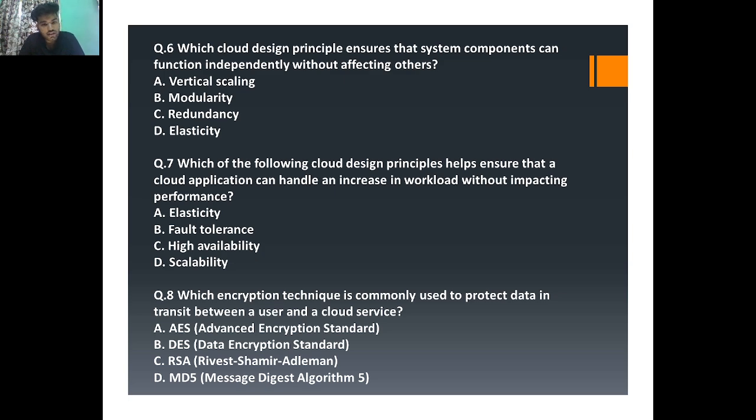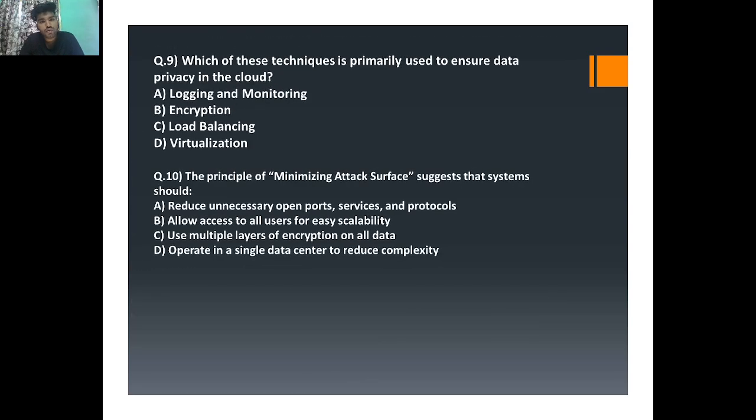Now, question 8: which encryption technique is commonly used to protect data in transit between a user and a cloud service? Advanced Encryption Standard is commonly used, so option A is correct. Now, question 9: which technique is primarily used to ensure data privacy in the cloud? Encryption is the technique primarily used to ensure data privacy in the cloud. Now, question 10: the principle of minimizing attack surface suggests that the system should reduce unnecessary open ports, services, and protocols. Thank you.